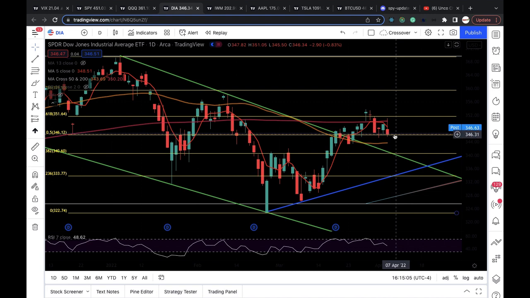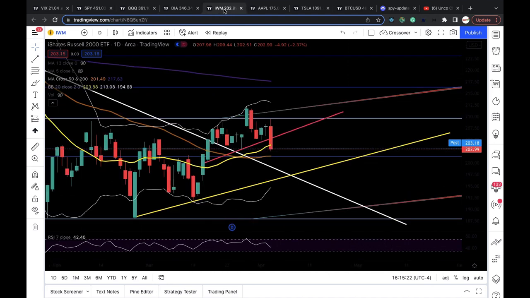But if 346 holds and it bounces, I won't trust the bounce unless it can clear the 200-day moving average at 350.2. If it does, I'd be bullish. 351.6 is in play. 354 is in play. Then above that, around 359.